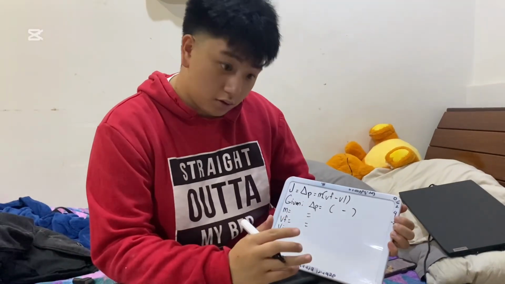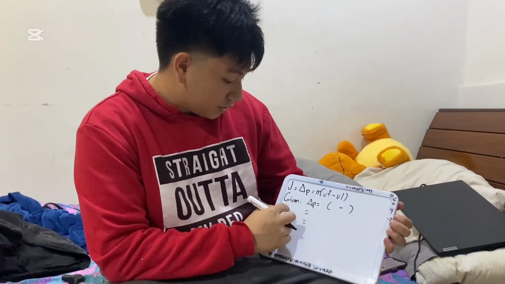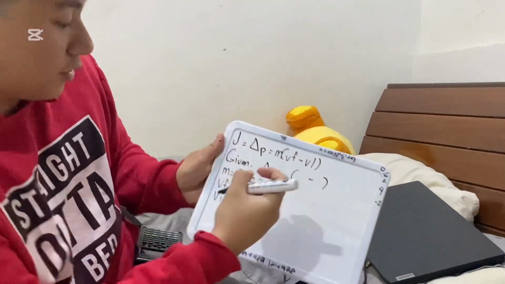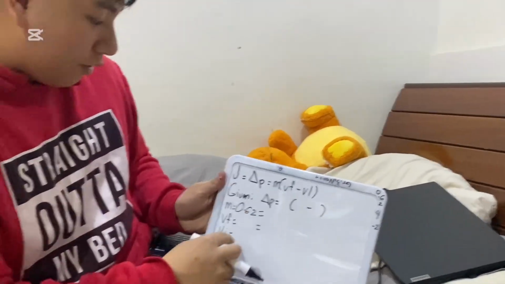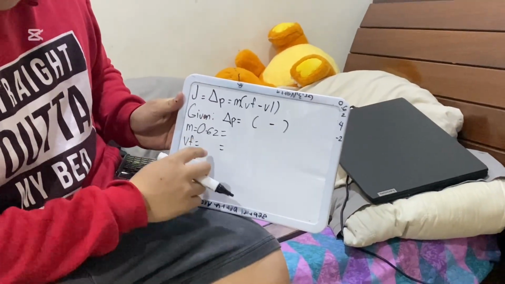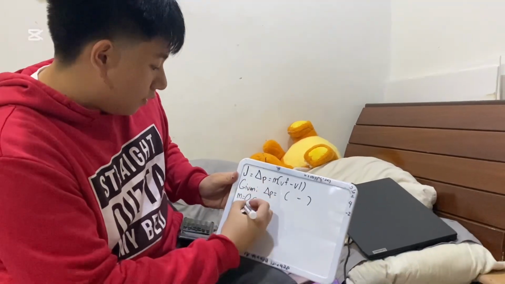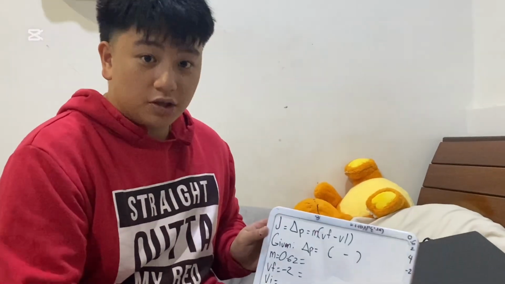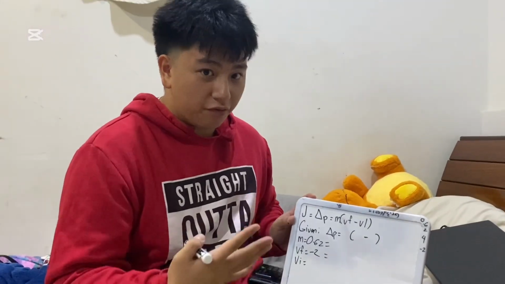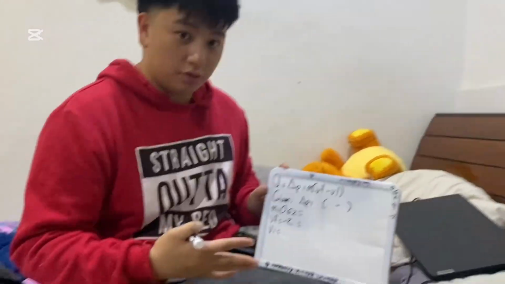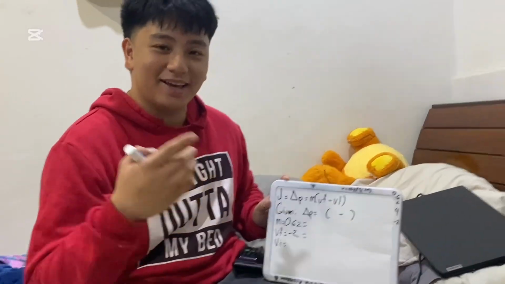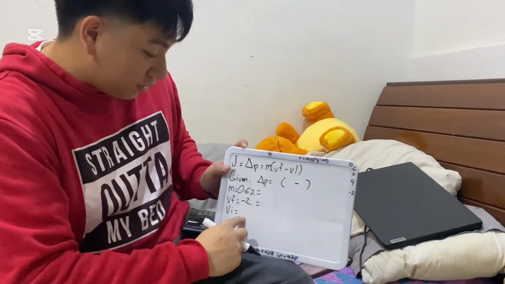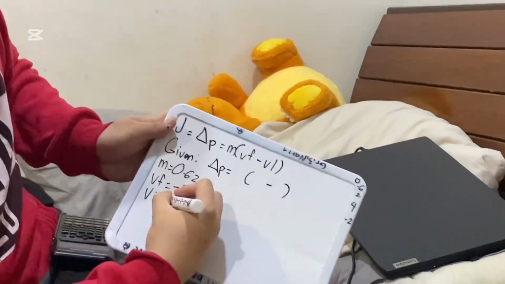For our given, we have 0.62, which is the mass. And for our final velocity, it is -2, because it bounces back, so it's negative. It's like the opposite. It's like coming back to you. Yeah. Makes sense. Yes. So for our initial velocity, it is 4.